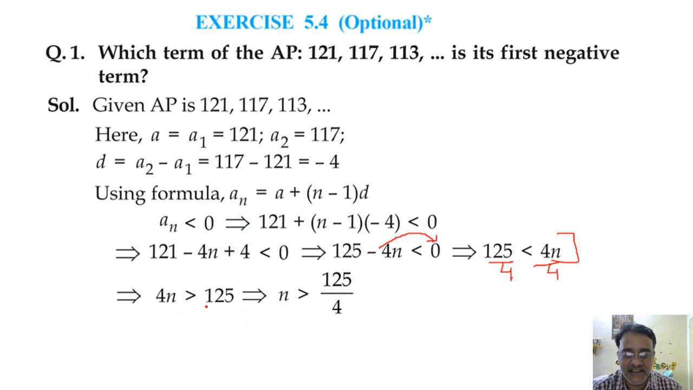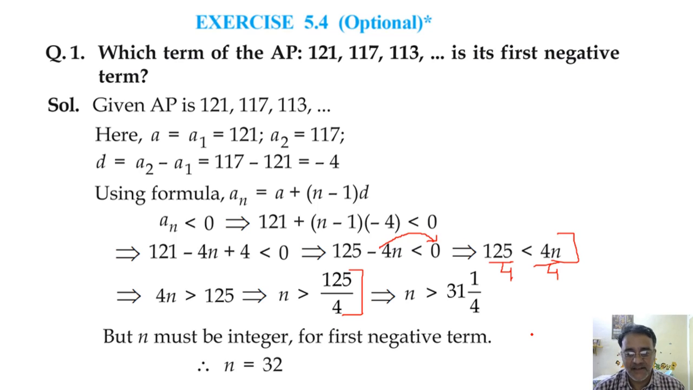n is greater than 125 by 4, and 125 by 4 is nothing but 31.25. So that means the value of n which is greater than 31.25 is 32. Clear? Hence, the 32nd term is its first negative term. Any doubt in this question?